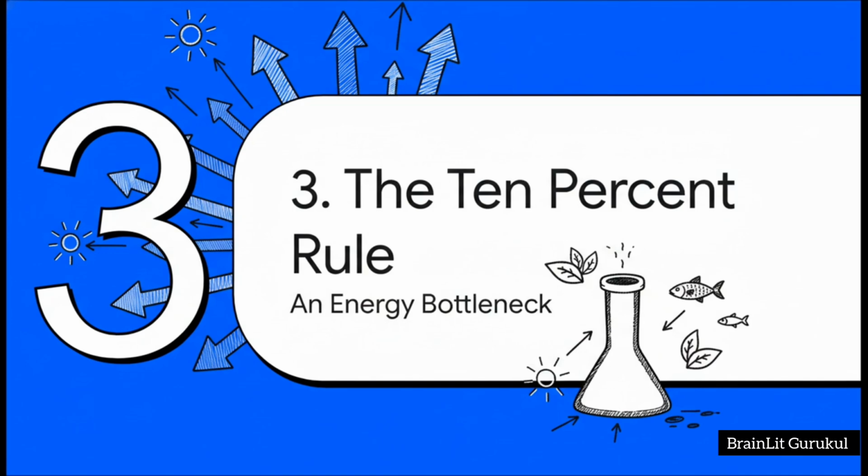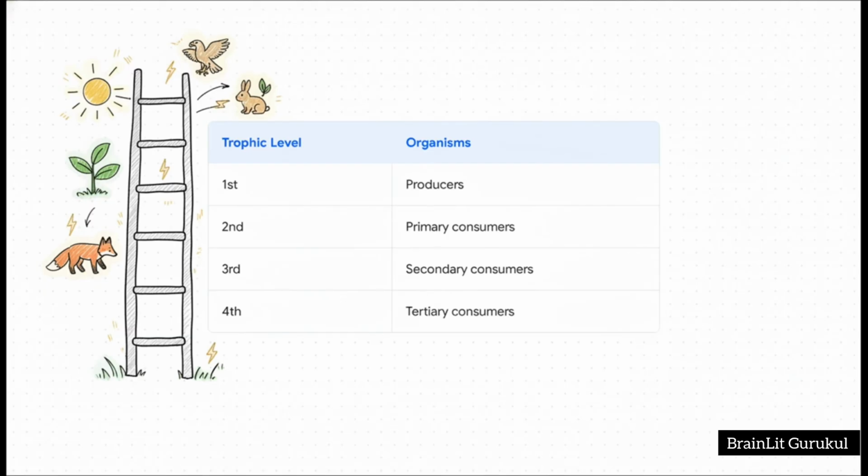All right, this next part is huge for the CSIR-NET. Seriously, the examiners love this concept. It's all about a major limitation on how energy gets transferred. Think of it as a fundamental bottleneck in every single ecosystem. But before we get to the rule itself, let's just make sure we're all on the same page with the lingo. Each of those steps we talked about, producer, primary consumer, and so on, is called a trophic level. So this table is just mapping those roles onto their level. It's kind of like a ladder that energy has to climb.